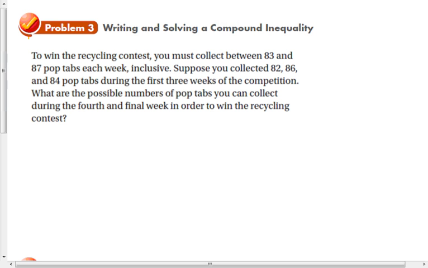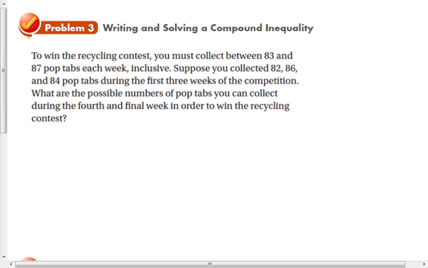All right, we're going to write and solve a compound inequality here for this problem. It says, to win a recycling contest, you must collect between 83 and 87 pop tabs each week, inclusive. That means it's including 83 and 87. Suppose you collected 82, 86, and 84 pop tabs during the first 3 weeks of the competition. What are the possible numbers of pop tabs you can collect during the fourth and final week?